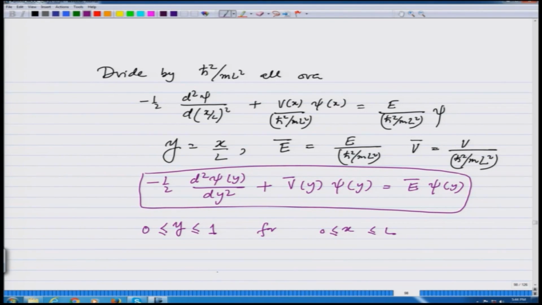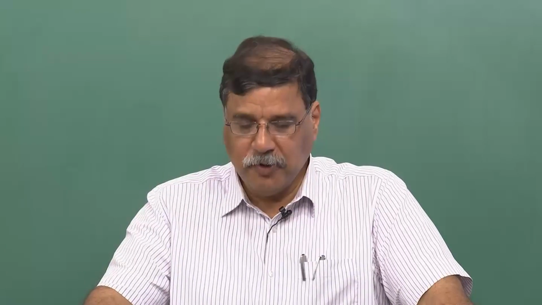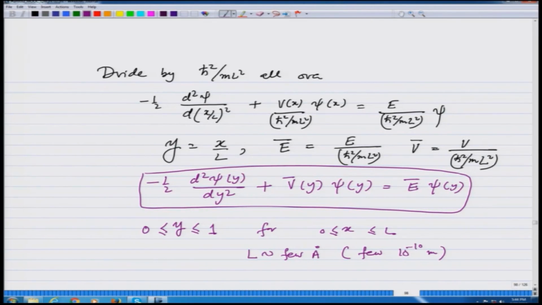Remember, in quantum mechanics or in atomic quantities, L is of the order of maybe a few angstroms, which is a few 10 raised to minus 10 meters. Now, I can vary y between 0 and 1. So, I can take the increment in y to be of the order of 0.01 and so on, whereas if I were to do the same thing in terms of x, it would be much more difficult and numerically unstable. So, now we are ready to integrate the equation.